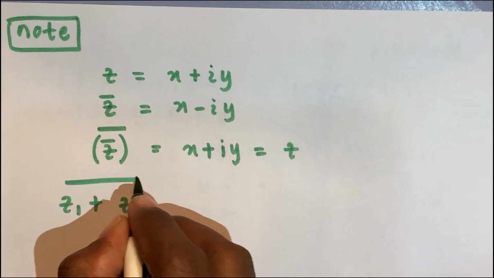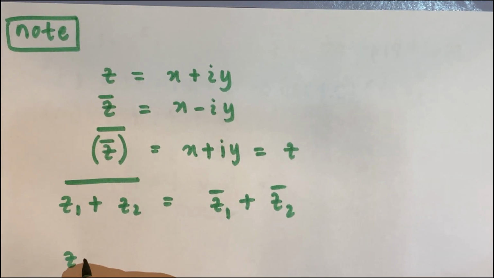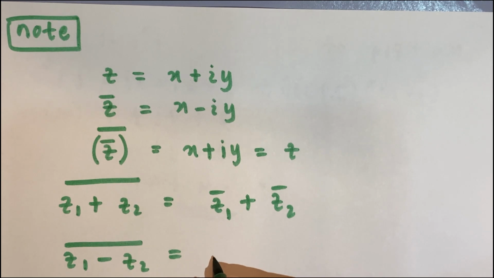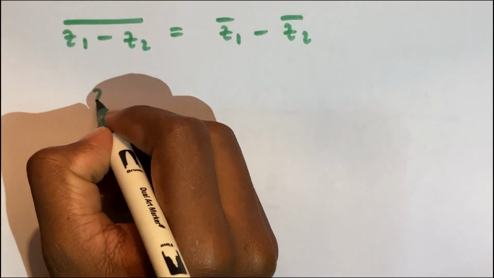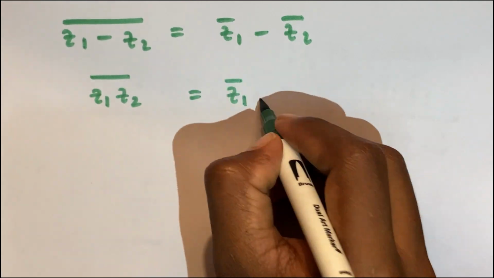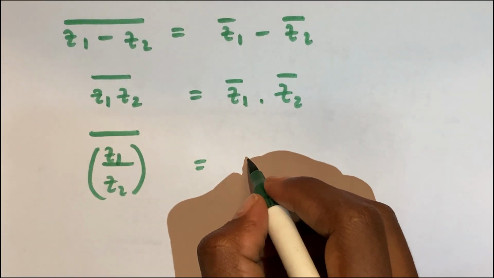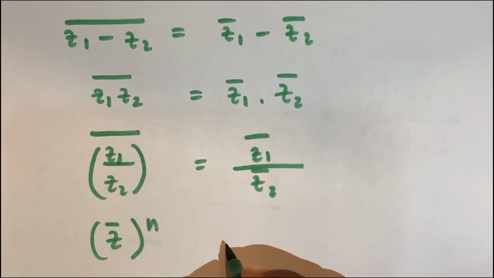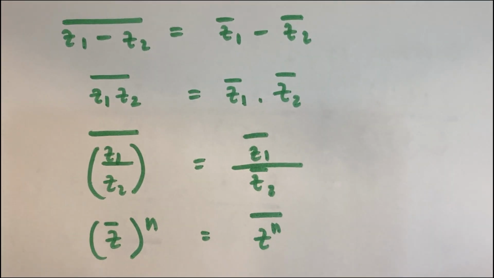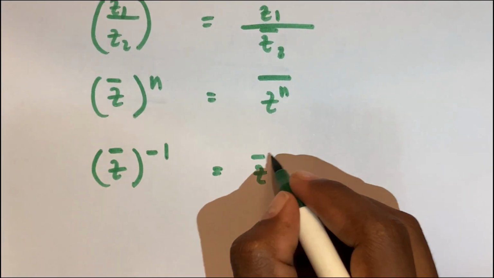Conjugate of sum is sum of conjugates. Conjugate of difference is difference of conjugates. Conjugate of product is product of conjugates. Conjugate of quotient is quotient of conjugates. Conjugate of a power is power of conjugate. Conjugate of a root is root of conjugate.